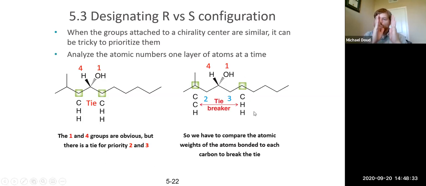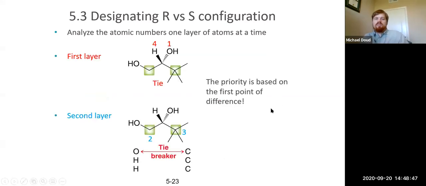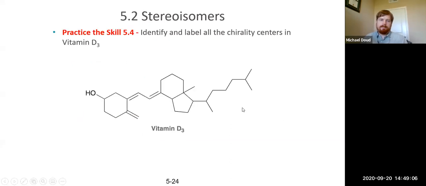So again, evaluate it 1 layer at a time. Don't look way far away and say, oh, this one's got more carbons, that's good. Go 1 step at a time and see where the tie breaks. The closer it is, the more important it is to the molecule. Basically, the priority is based on the first point of difference. So here, this is a carbon, and this is a carbon. At the 2nd layer, now all of a sudden, this is an oxygen versus a carbon bonded to 3 separate carbons. So this oxygen has a higher atomic number. That's going to be the tiebreak there.